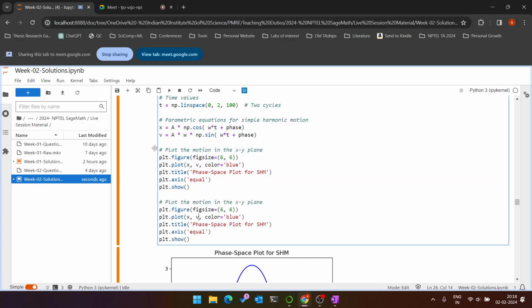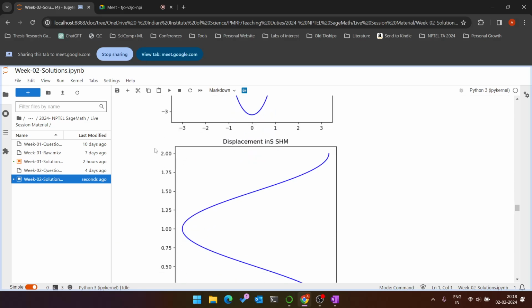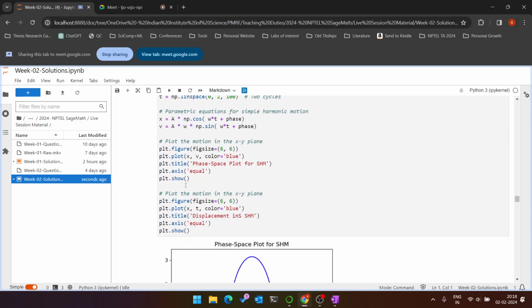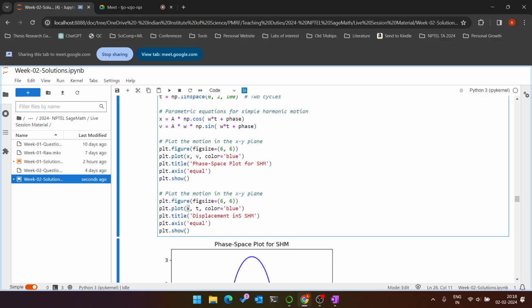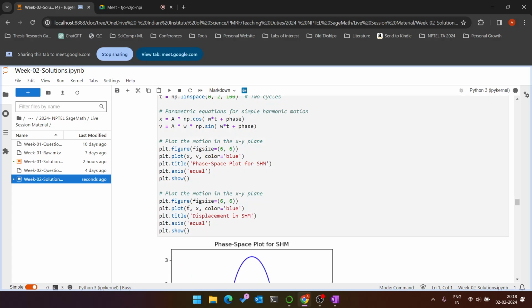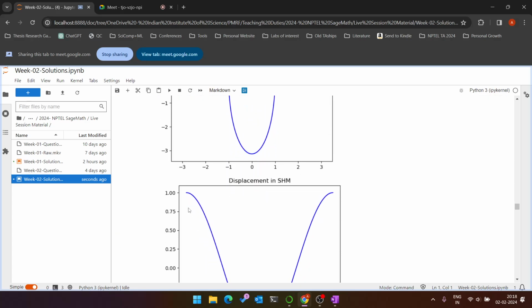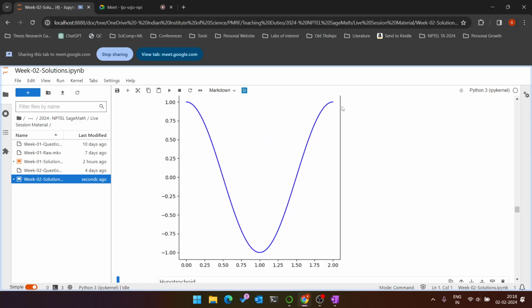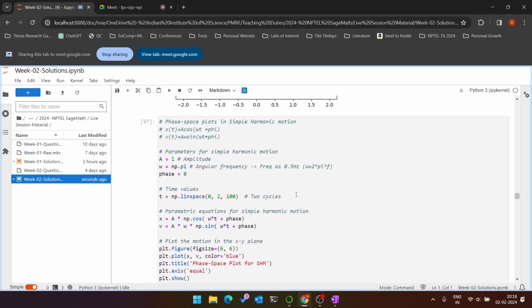Lt dot x comma t. This is my displacement in SHM. So you can see, oh, sorry, t comma x. I missed it. T comma x. If I look at my displacement, it completes one cycle within 2 seconds, which is what a frequency of 0.5 hertz means.